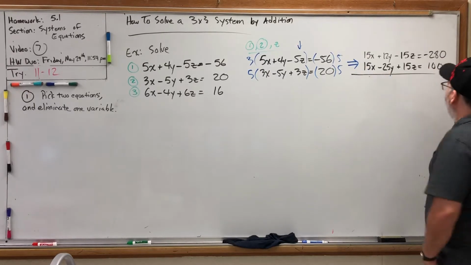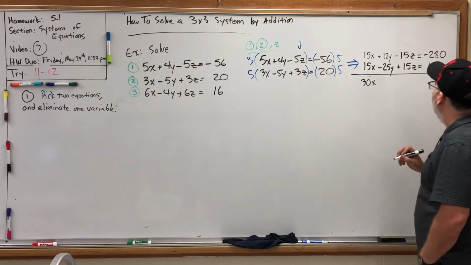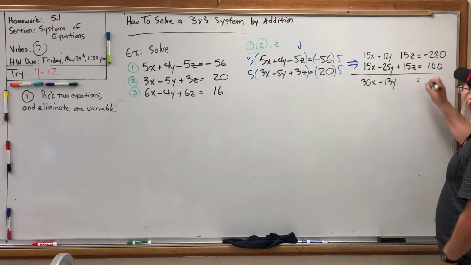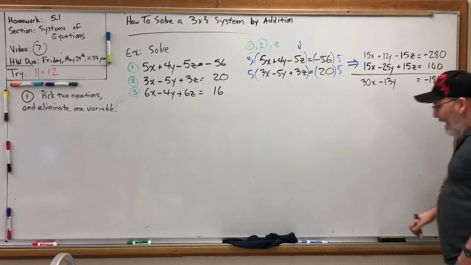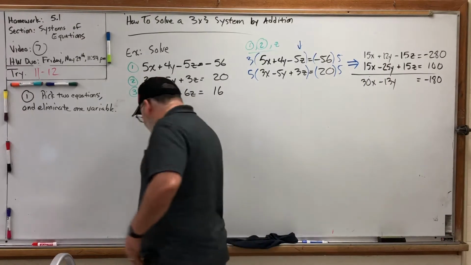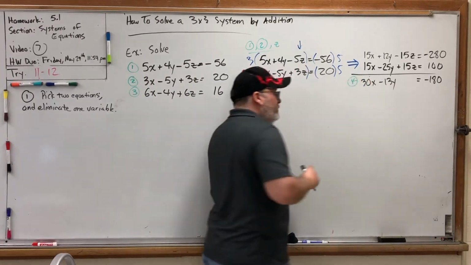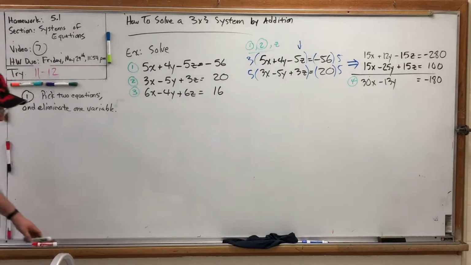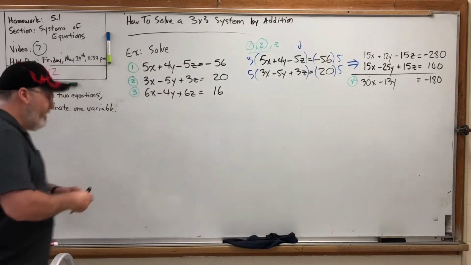And now if I combine these equations, I'll get 30x minus 13y, the z's cancel, and this equals negative 180. I'm going to call this equation 4. Remember, we're trying to build a 2x2 system, so we need two equations with two variables, and there's one of them. But now, we need another equation with the same two variables. So we need another equation with x and y.